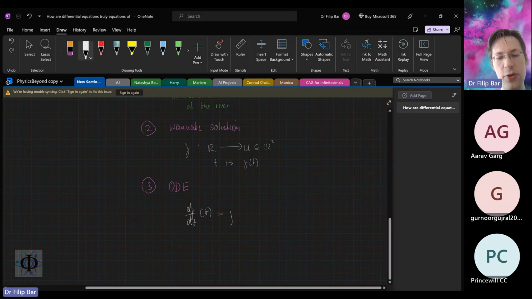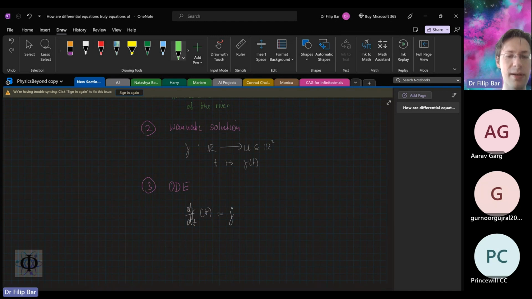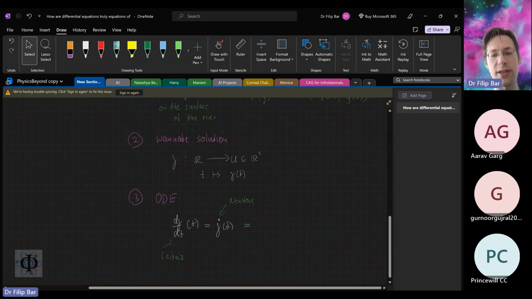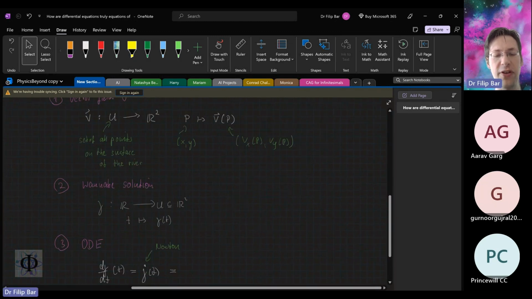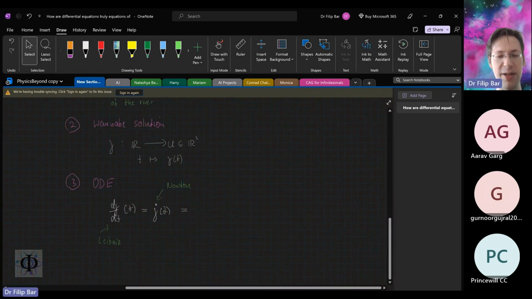And we use Newton's notation. Newton, because, I mean, this is Leibniz, yeah? So this is Leibniz. And this is Newton. When Newton was taking time derivatives, he was looking at dots, right? So that's what Newton liked. So gamma dot of t, the time derivative of gamma, has to be equal to what? The velocity of the river. Well, here we have to be a little bit more careful.